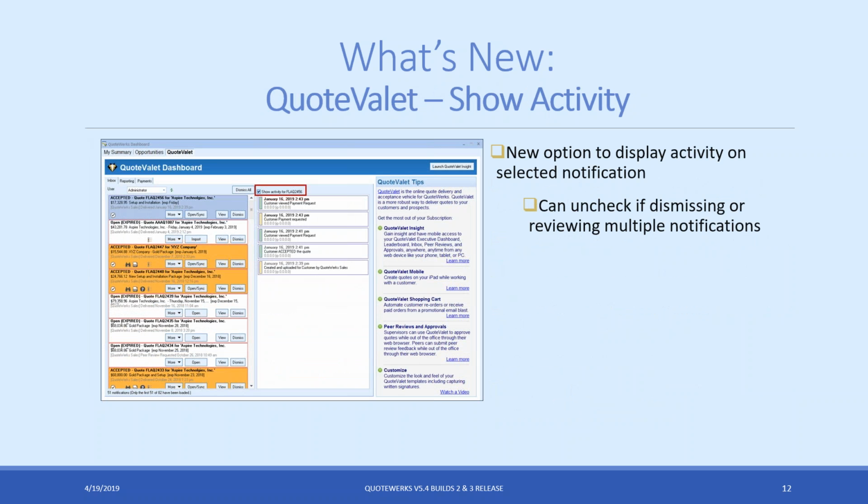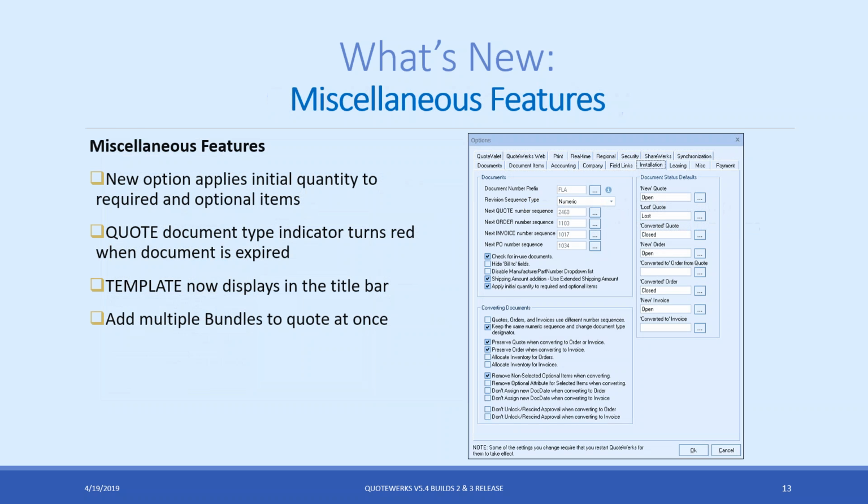Quote Valley, really nice feature here is on the Quote Valley dashboard, we included a new checkbox that says show activity. This will allow you to quickly look at your notifications in your inbox and then choose whether or not you want QuoteWerks to display the Quote Valley activity history. We do it by default every time you click on one of the notifications in your inbox. But if you've already looked at all of them and you just want to start dismissing them, you can quickly go through and start dismissing the notifications without having to wait for it to load.